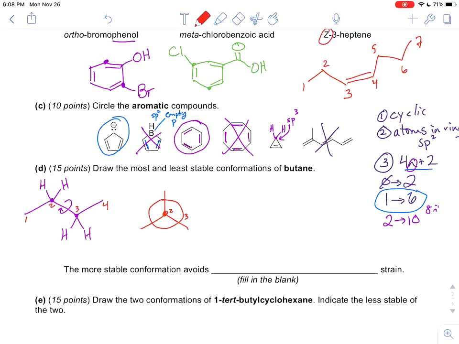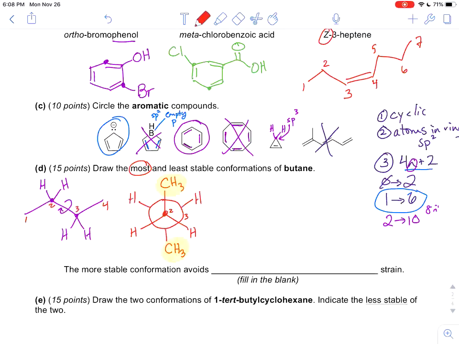So carbon 2 has a methyl group and 2 hydrogens. Carbon 3, we're going to spread out like this, and this is going to be our more stable conformation, because we're going to have it be staggered. What we have connected to carbon 3 is once again 2 hydrogens and a methyl group, and we want those methyl groups to be as far apart as possible. And that's how we do it. Methyl groups on totally opposite sides. This is the more stable conformation of butane.